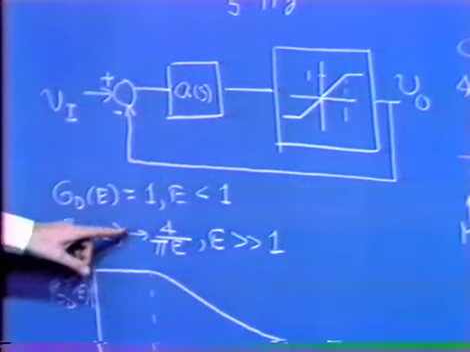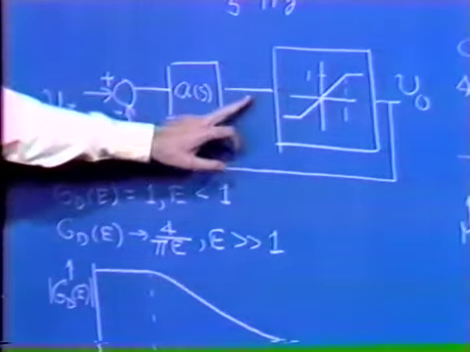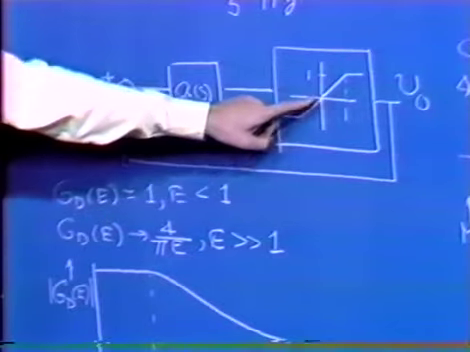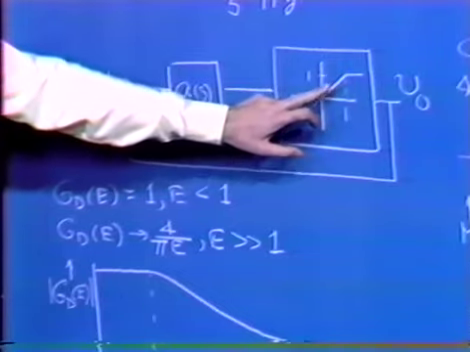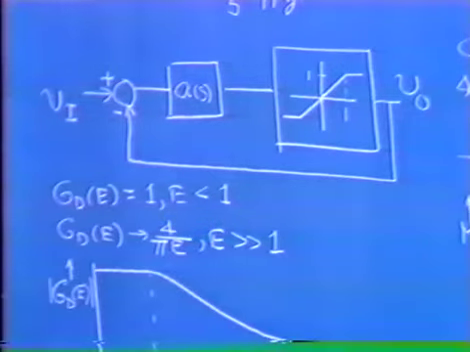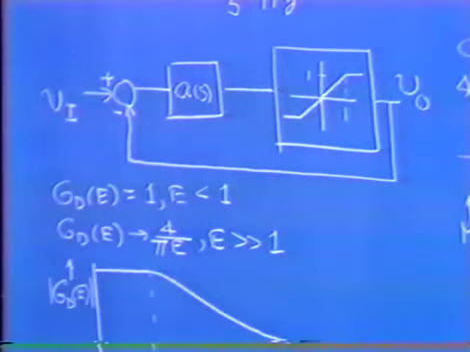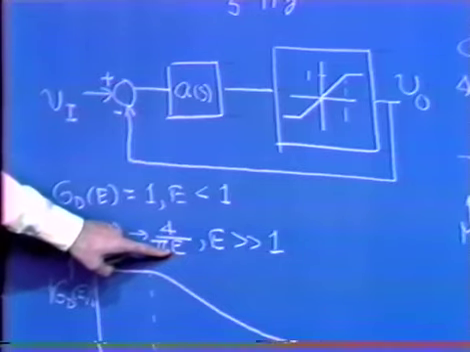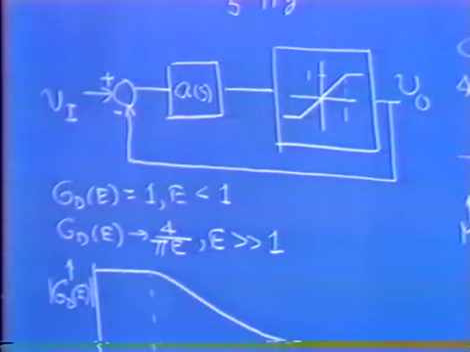G sub d of E approaches 4 over pi E for very, very large values of E. When we put in a very large value of test signal to the nonlinear element, the output of the nonlinear element is basically a square wave. It spends a very short period of time in the transition region. So when we have a very large value for our test signal, we get essentially a square wave out. The magnitude of the fundamental component of that square wave is 4 over pi. We divide by E, and we get the magnitude of our describing function as 4 over pi E.